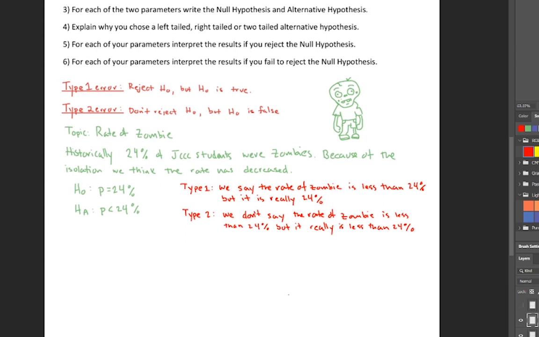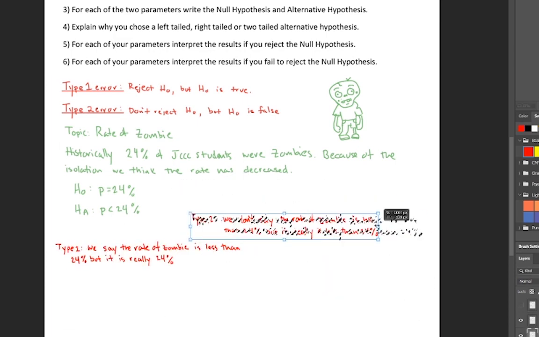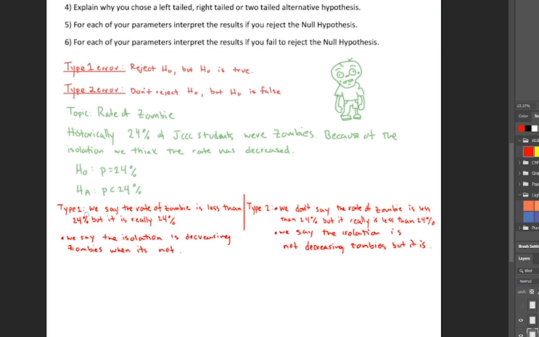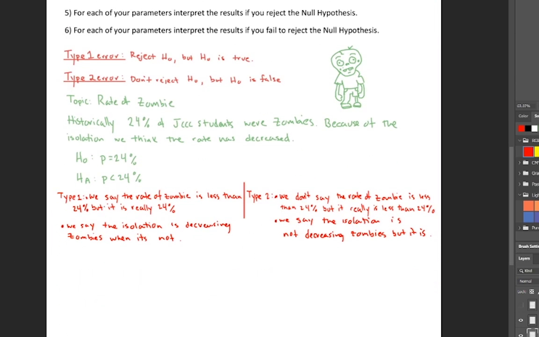Here are the two basic interpretations of the types of errors in the zombie apocalypse example. So the first type would be we would be claiming that the rate of zombies has really decreased. So we're going to claim that it's actually less than 24%, and that's wrong. Type 1 error would be if you said that it's less than 24%, but it really is 24%. And a type 2 error would be if you don't say that the rate is less than 24%, but in reality it really is.